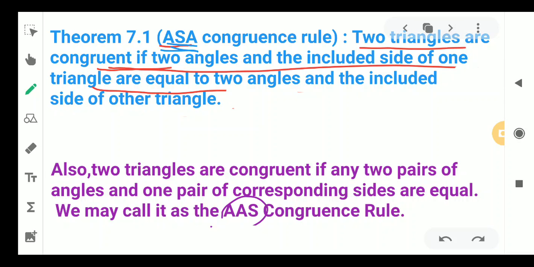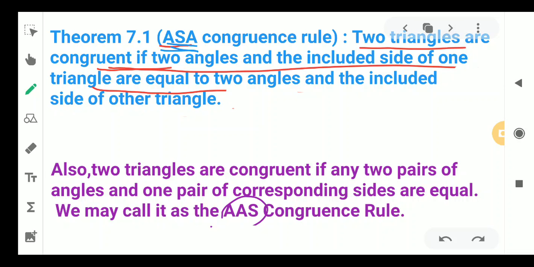Now, ASA criteria can also be used as AAS criteria, that is angle angle side, which means if any two angles and any one of the sides of one triangle are equal to any two angles and one of the sides of another triangle, then both are congruent by AAS criteria. AAS criteria is just the further extension of ASA criteria, because if in two triangles any two pair of angles are equal, then third angle will automatically be equal by angle sum property.